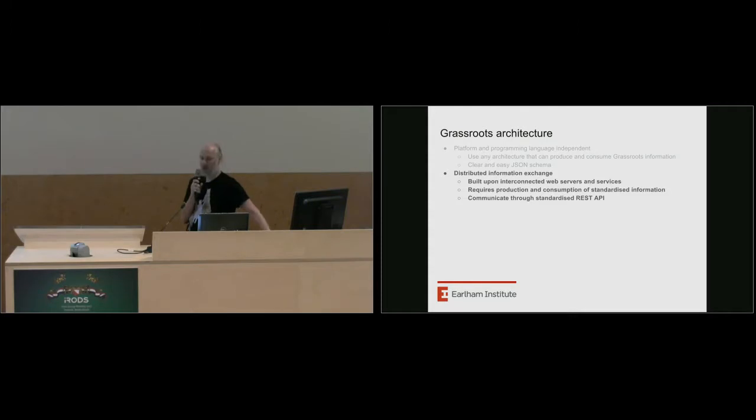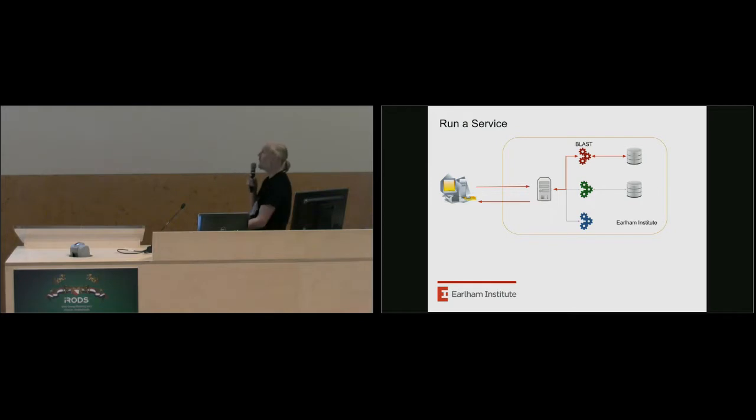So we work on a system of interconnected web servers and services which transmit messages using our JSON schema and communicate through a standard REST API. Typically, imagine a situation where a researcher or a breeder wants to log into our servers at the Earlham Institute and run a BLAST service, which is a way of finding areas of similarity between genetic data.